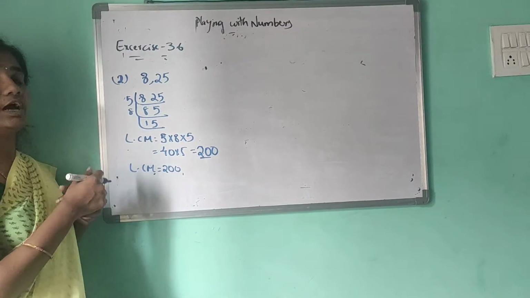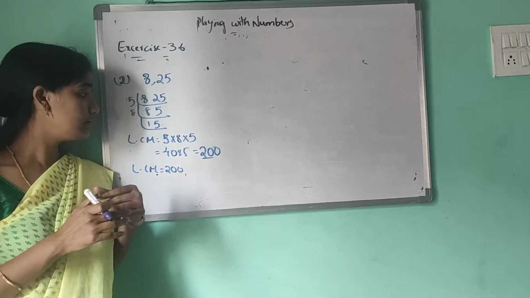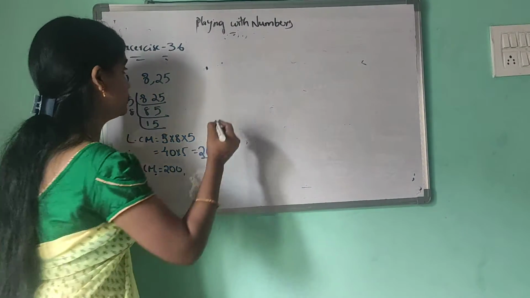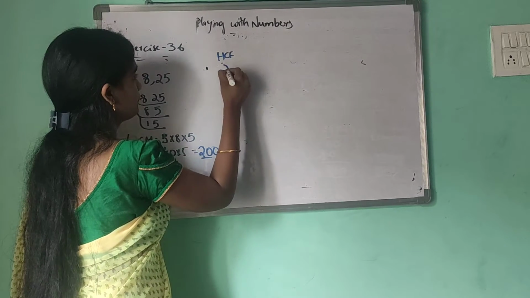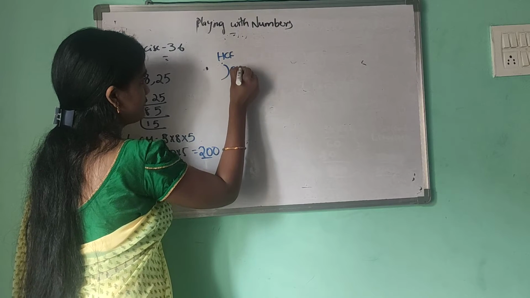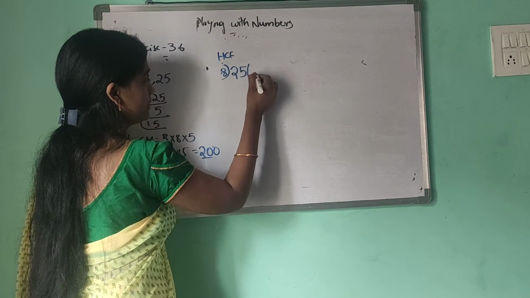Find their HCF. Which method do you have to use to find the HCF? Division method, easy for you. So HCF is equal to the highest number divided by the smallest number.